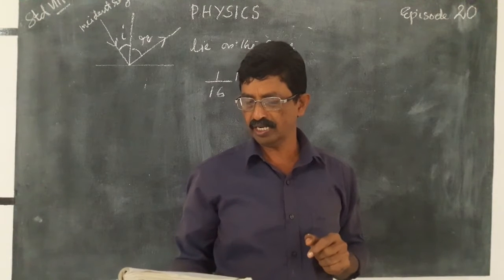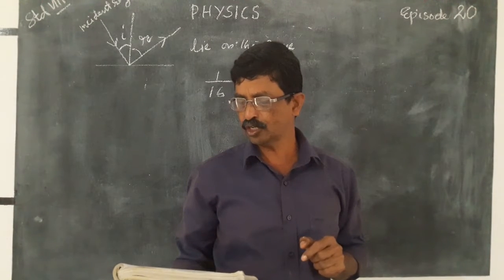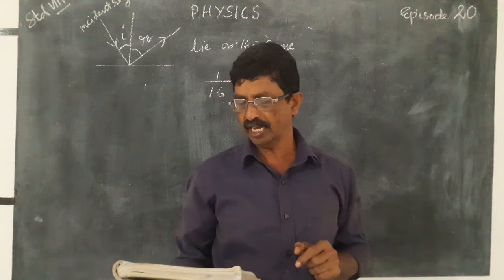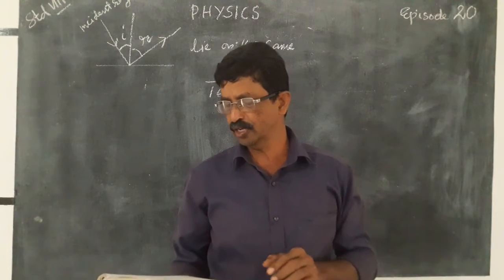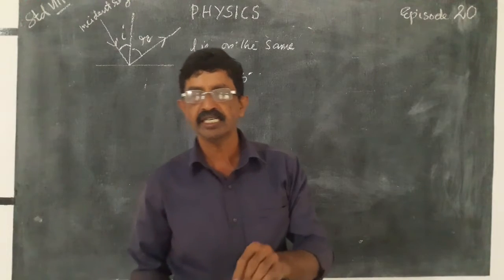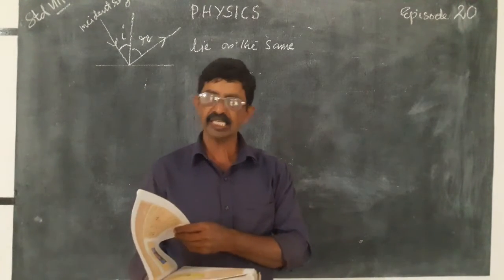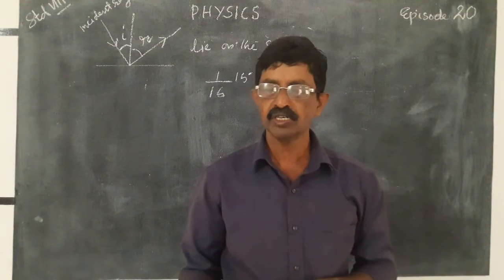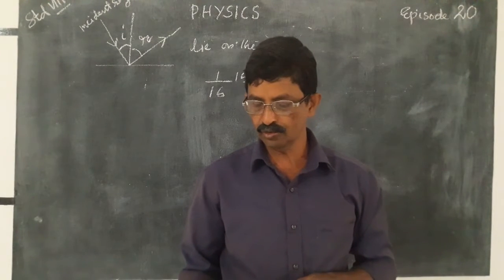Question number five: describe an activity to show that the incident ray, the reflected ray, and the normal at the point of incidence lie in the same plane. We discussed that activity in our previous class. So, just do it.